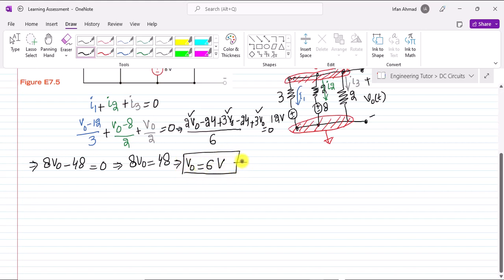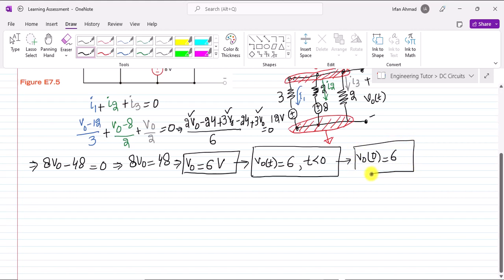Okay, so this V0 is basically the V0 of t, and this is for t less than 0. So this is the expression for V0 of t when t is less than 0. So this is the initial condition which I have to find out, and similarly in this initial condition we can very easily see that V0 of 0 will also be equal to 6, because in transients, changing the condition of the switch, the initial condition doesn't change rapidly. Okay, so that is the condition, and that is basically the expression here.